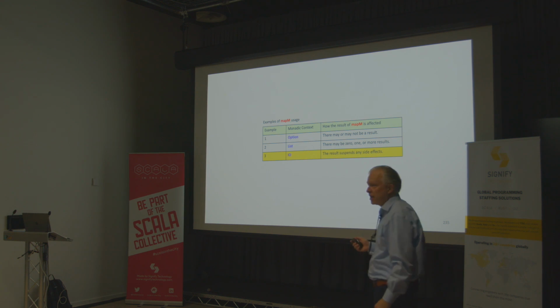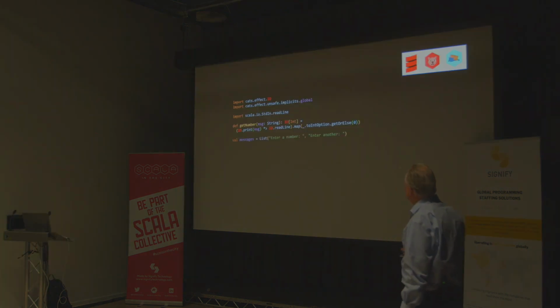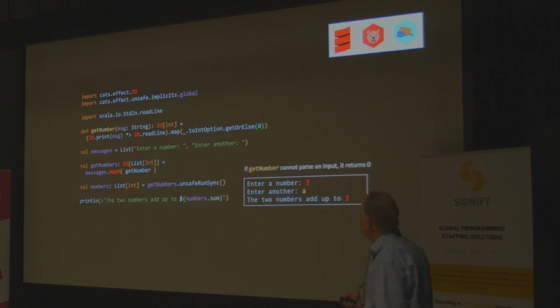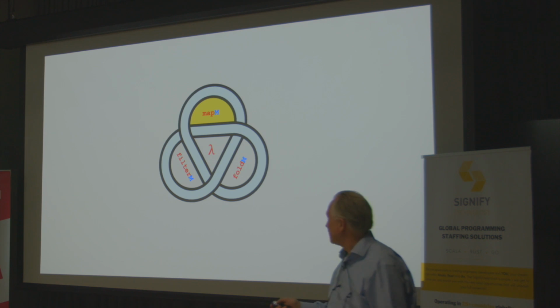I have an example with the I/O monad, but we don't have time to go through it. It's interesting. Please look at it in your own time. Remember, you have the slides and everything. That's mapM introduced. Let's move on to filterM.